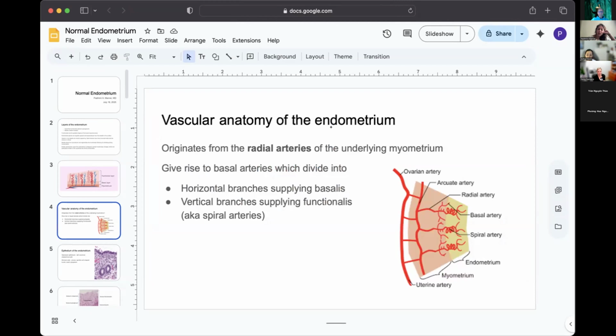In terms of the vascular supply to this area, it originates from the radial arteries coming from the underlying myometrium. These give rise to basal arteries, which then divide. You have horizontal branches that go into the basalis, and vertical branches that spike up into the functionalis. These are what we think of as spiral arteries. That's what we call them.